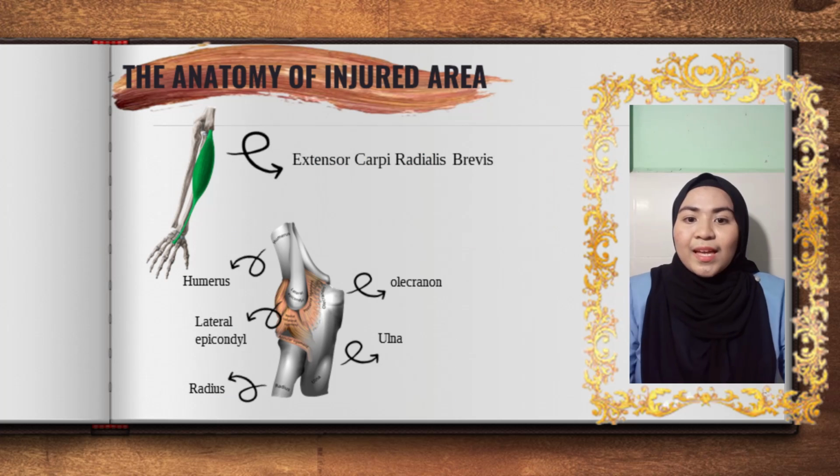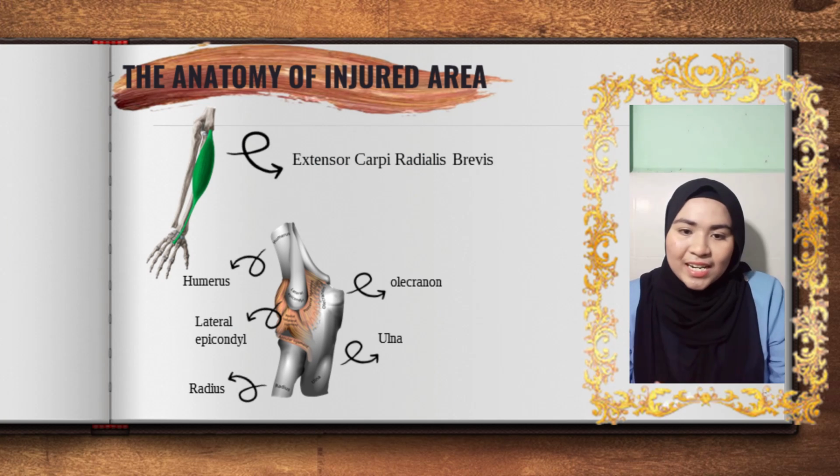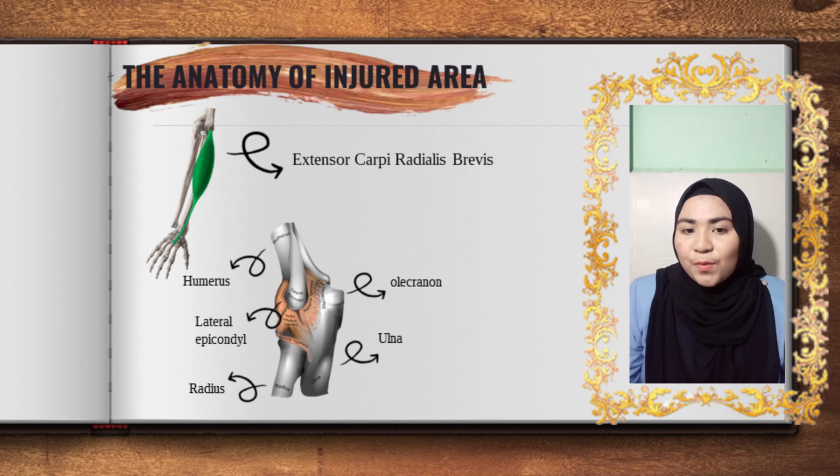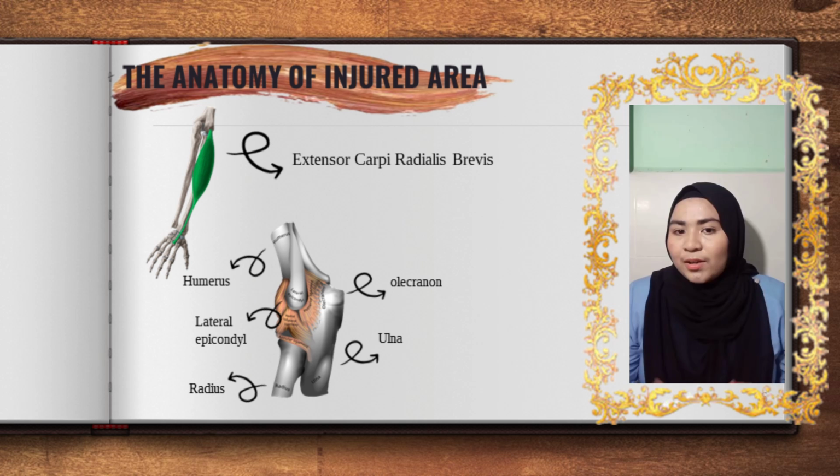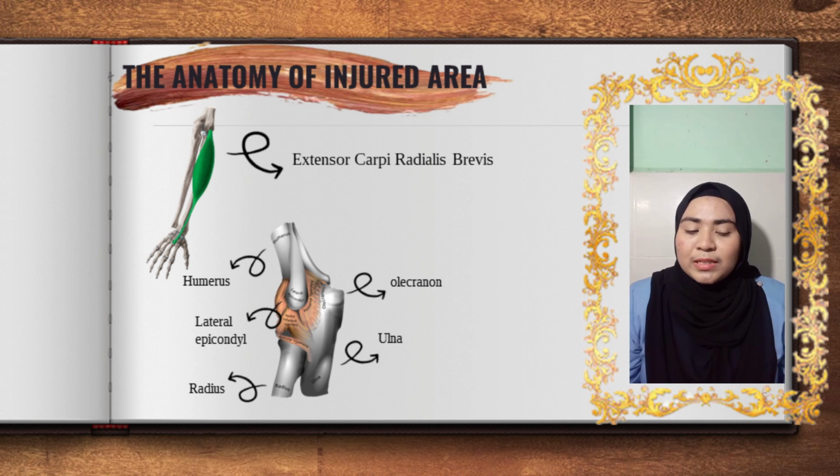discomfort. Hi, my name is Mashita Binti Sega Airlines Abi Rauf. I'm from SR1134A. My matric number is 2019258604. Okay, now I'm going to explain about the anatomy of the injured area.